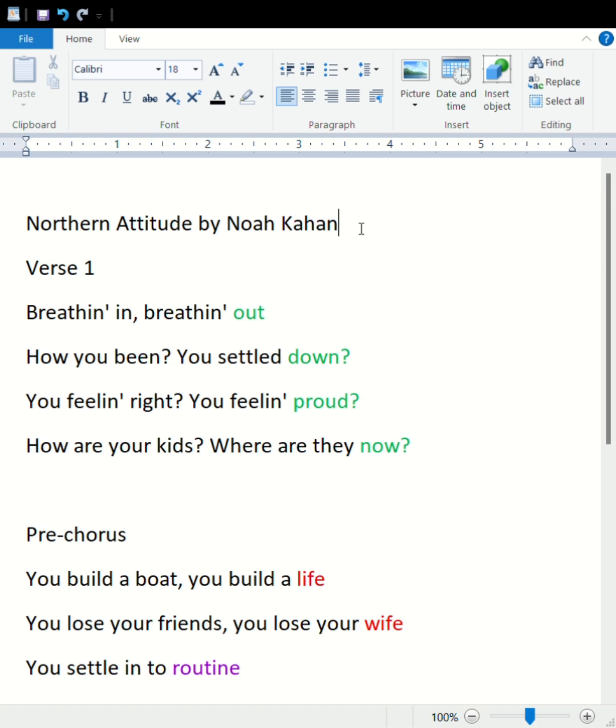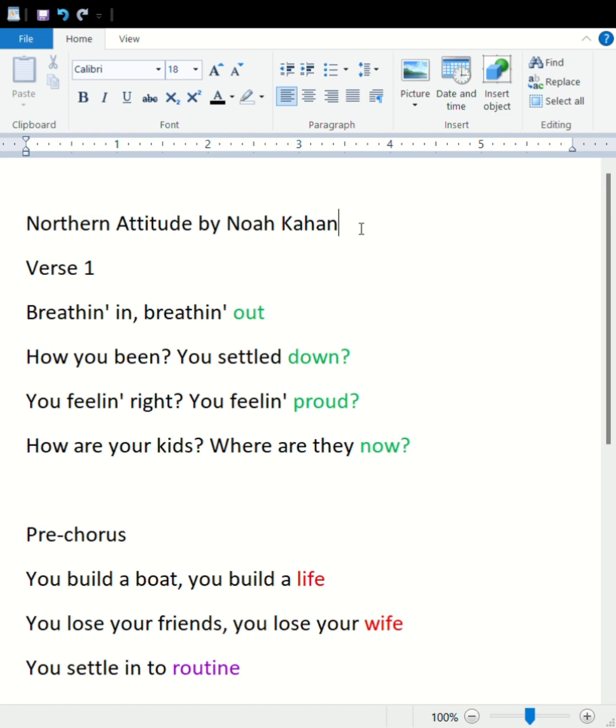In the song Northern Attitude, there's an example of this in the verse and also in the chorus. So I'll talk a little bit about the verse first. I've color-coded the last words of each line in verse 1.